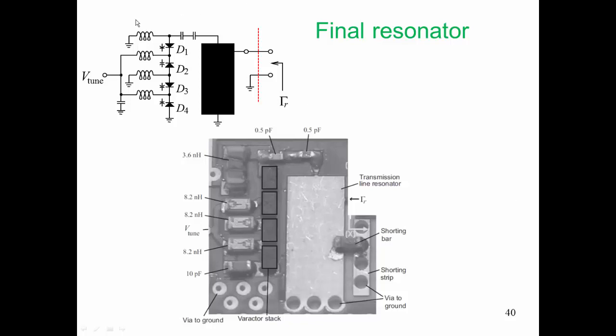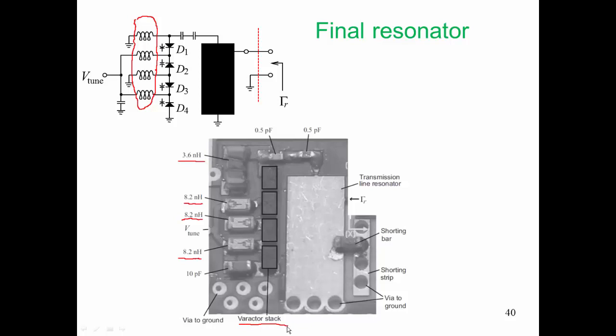First of all, we have these choke inductors here. They have a fairly high impedance at our 5 GHz of oscillation, and here are the 4 choke inductors. Well, that's 3 of them, and here's our 4th one at the top here. Our Varactor stack is here.